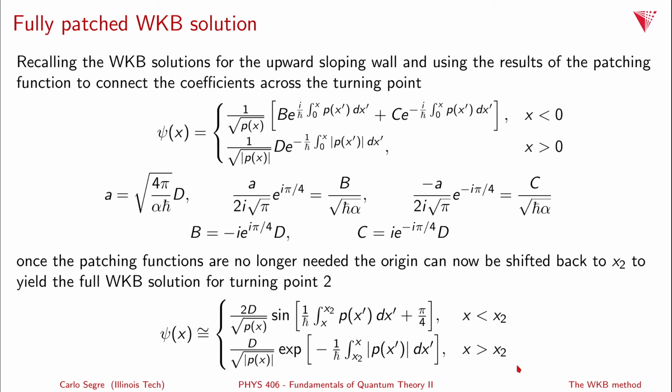On the right side of the turning point, we have d over square root of absolute value of p of x times the exponential of minus 1 over h bar, integral from x2 to x. So we're integrating out from the turning point, absolute value of p of x prime dx prime.